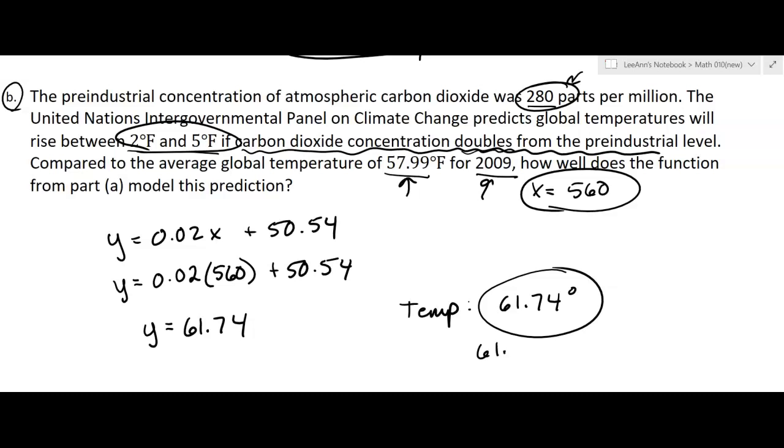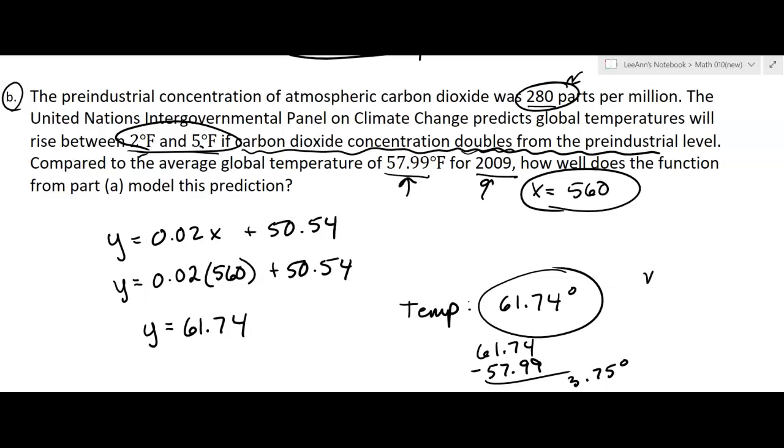Well, if it happens, since 2009, and now the temperature is 61.74, what's the difference then? What's 61.74 minus 57.99? Well, I don't know, so I'll just grab my calculator. 61.74 minus 57.99. And that difference is 3.75 degrees. So is that between 2 and 5 degrees? Yeah, so it would increase by about 3.75 degrees, and that seems reasonable. They predicted it'd be an increase between 2 and 5 degrees.